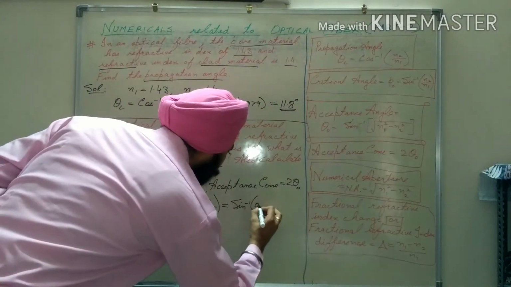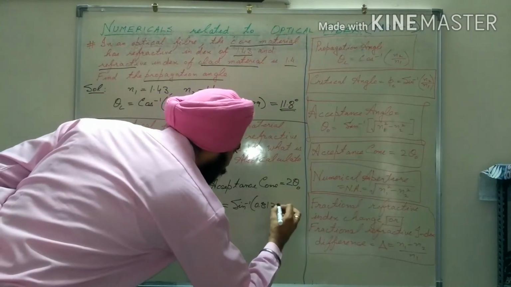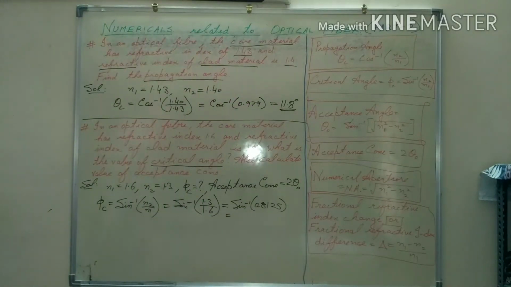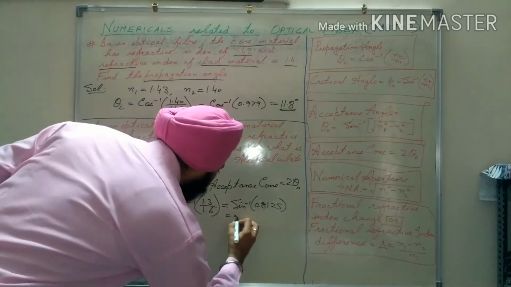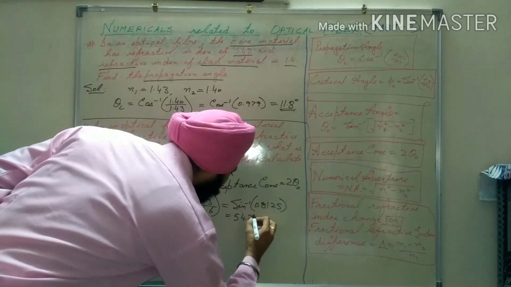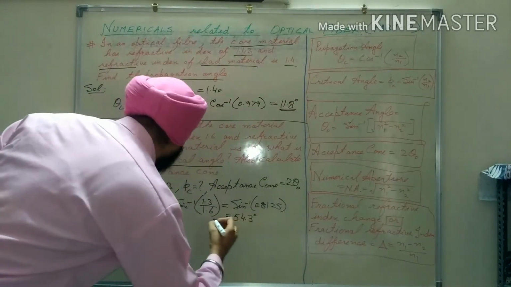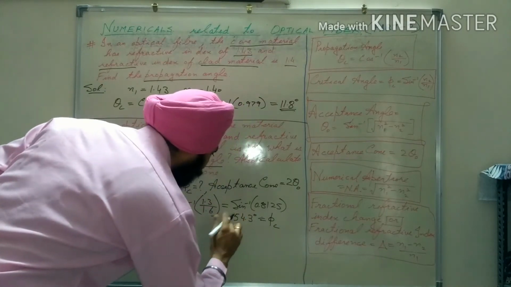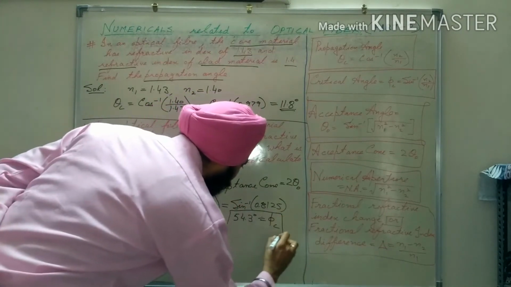Sine inverse 0.8125, and sine inverse of 0.8125 is 54.3 degree. This you have to find from the log table, and this value is phi c, that is critical angle, right?